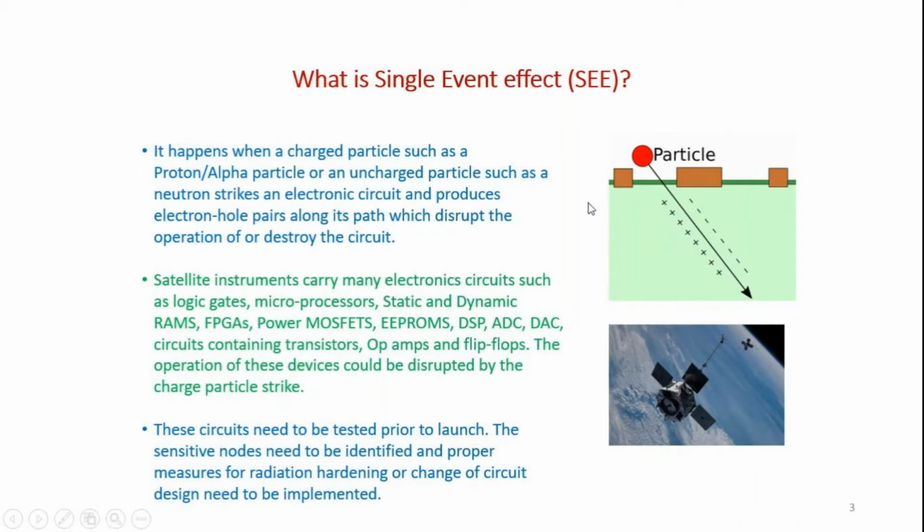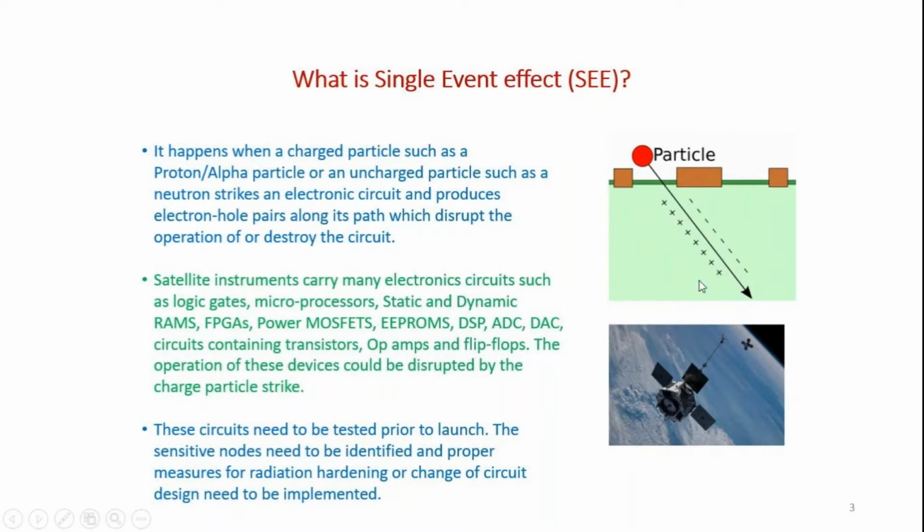So let's look at the single event effect and why it happens. It happens when a charged particle, for example a proton, or an uncharged particle like a neutron, hits the circuit, and along its way, when it penetrates through the circuit body, it generates electron hole pairs. These electron hole pairs could disrupt the operation of the circuit or destroy the circuit.